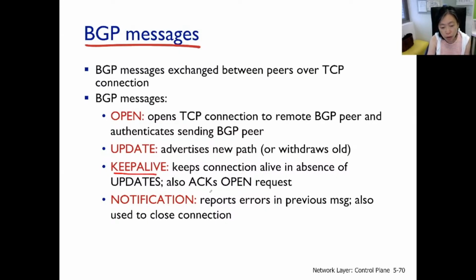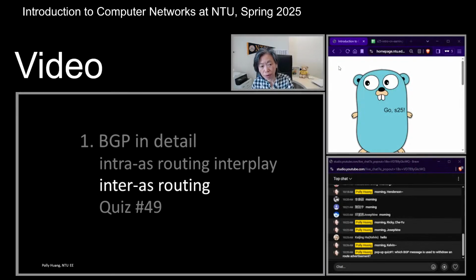The keep alive message we saw earlier is to ACK the open message to establish a TCP connection. The keep alive message is also sent periodically to refresh the TCP connection, just in case there are no update messages being generated. So update messages are the path advertisements. Last is the notification message. This reports in case there's any error in the previous message, and it's also used to close the connections for peers. All right, so those are the 4 types of messages.